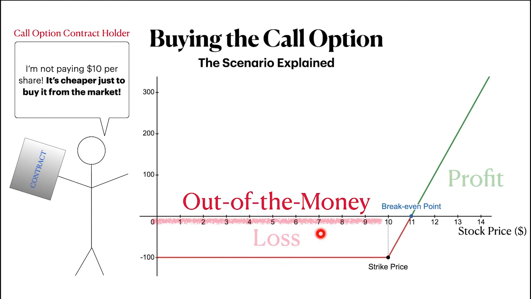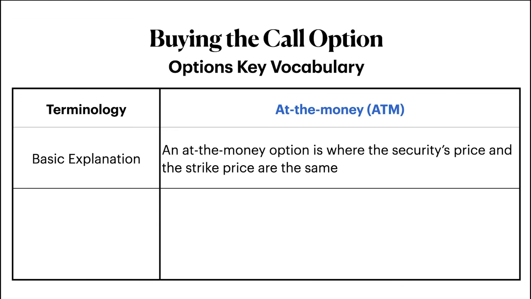So all these out of the money values, if you really want those 100 shares, then you would go and buy those shares from the market directly. You would not use the call option in order to do that at these prices that are below that strike price of $10. At the money is the next one, and here's at the money, and this is where the security's price, in this case the share price, and the strike price are exactly the same.